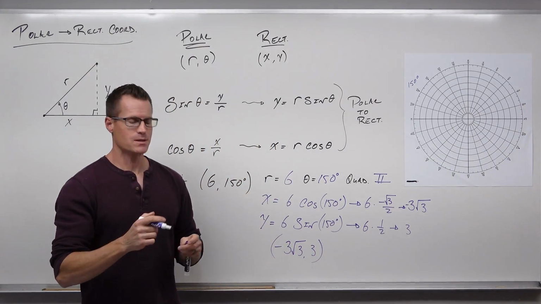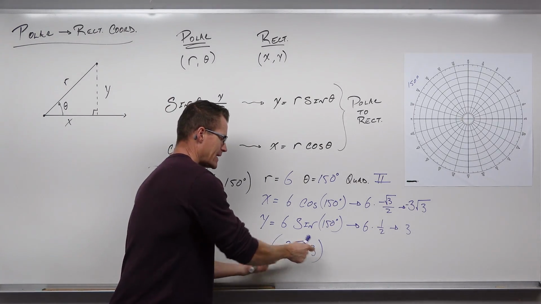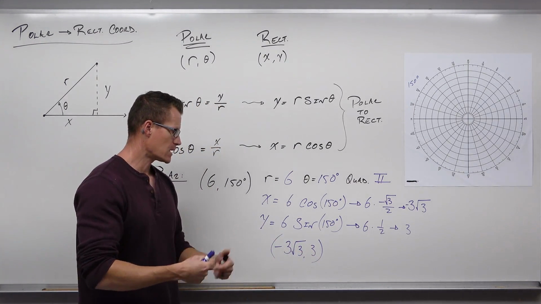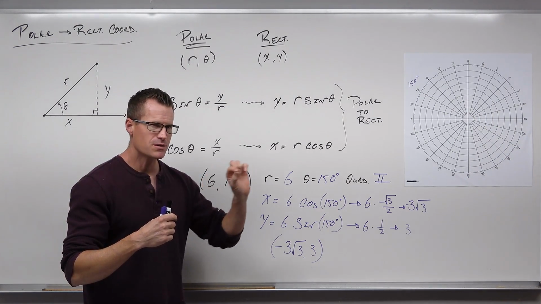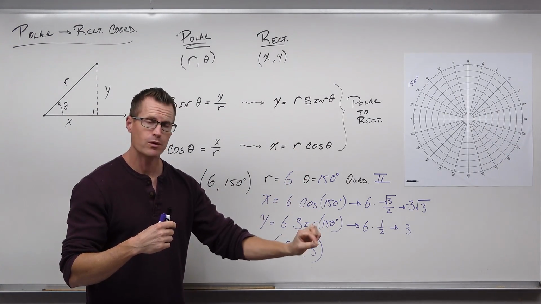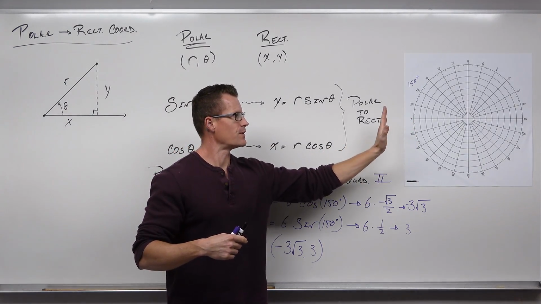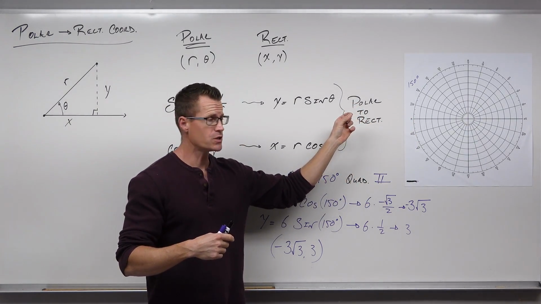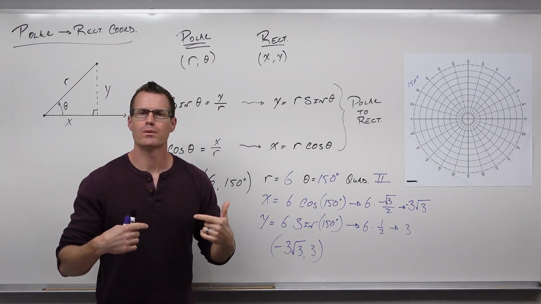Now, I almost did something there that the quadrants would have caught. Let's say, for instance, I had accidentally reversed this and got 3 comma negative 3 root 3. If I had done that, positive 3 comma negative 3 root 3 would have been quadrant 4. I would have looked here and said, wait a minute, this 150 with the r of 6 is in quadrant 2. I accidentally got something in quadrant 4. That does not work. And so I know I would have made a mistake.